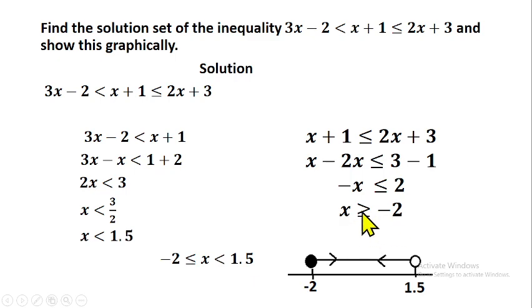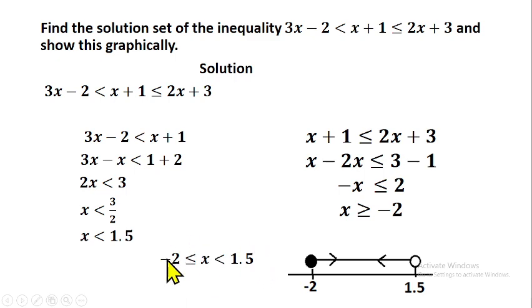Then you can now combine them together. This is negative, this is positive. So that means negative will be at this side, positive will be at this side. So what will I do? First of all, write this one first. s is less than 1.5. Then how do I write this? This will be minus 2 is less than or equal to s. Minus 2 is less than or equal to s, then our s is less than 1.5.